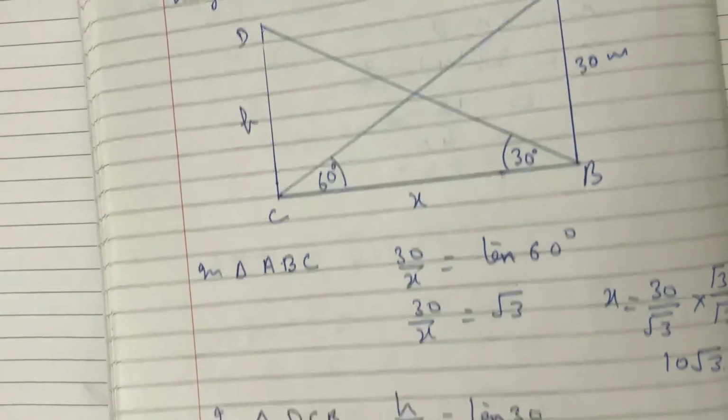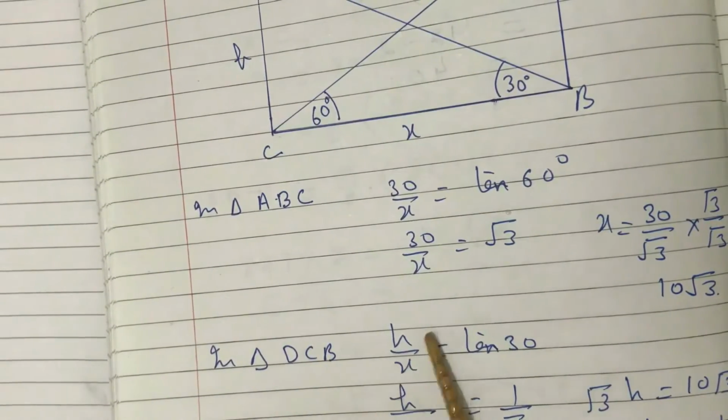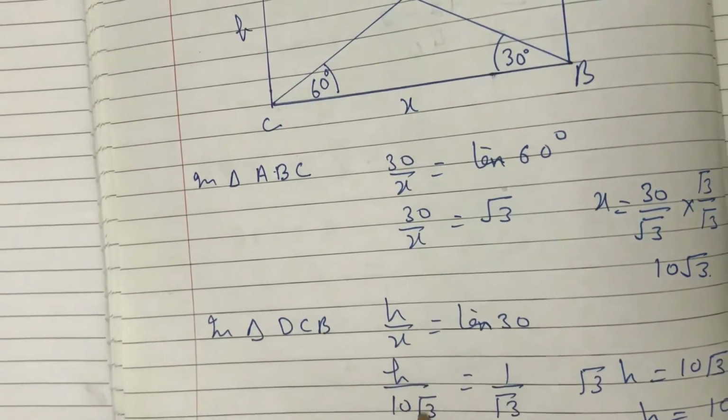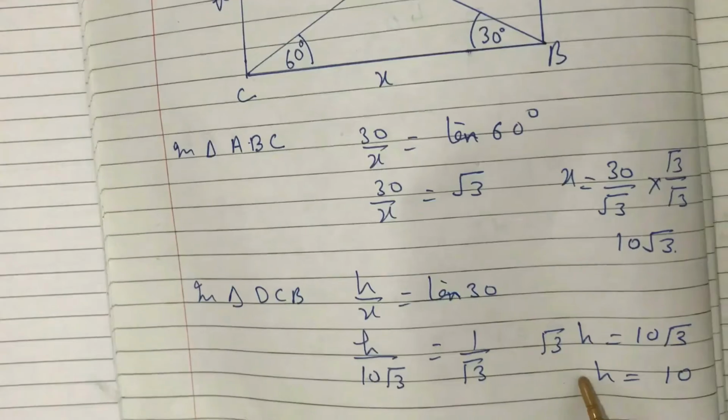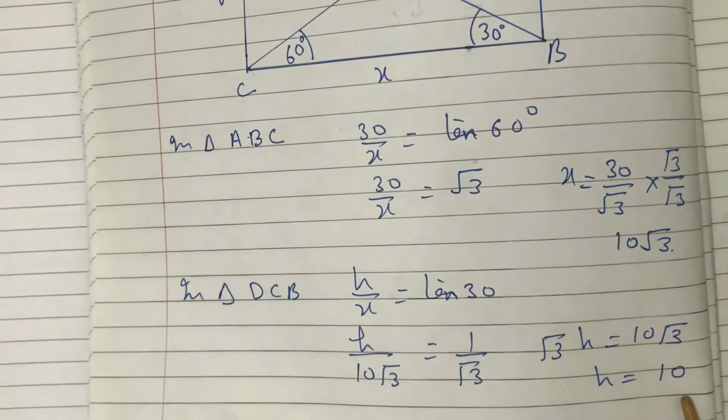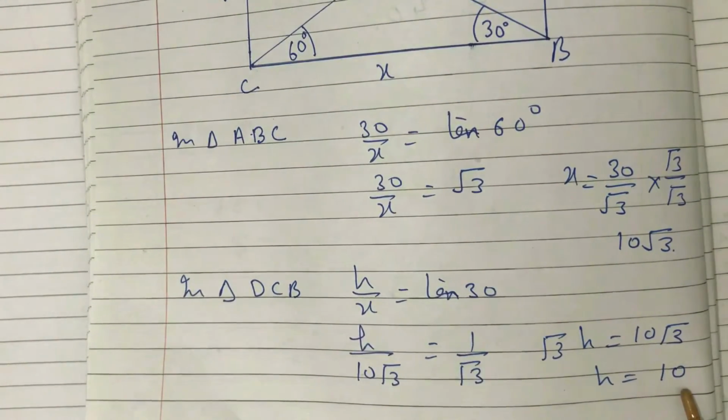And the other is found in DCB, h by x is equal to tan 30. h by x, tan 30 is 1 by root 3. Cross multiply it, you will get h is equal to 10. So the height of the tower is equal to 10.